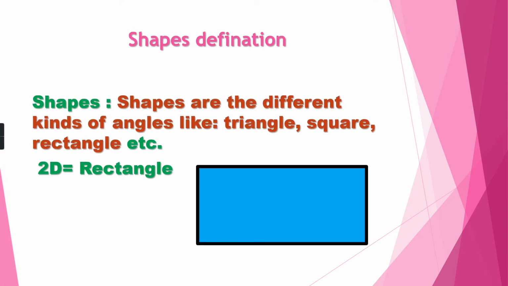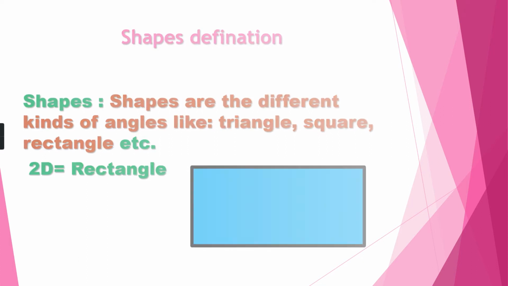First, let me tell you the definition of shapes. Shapes are the different kinds of angles, like triangle, square, rectangle, etc. Like rectangle, which you can see on the screen. This is a kind of shape, which is an angle. So basically, shapes are different types of angles.